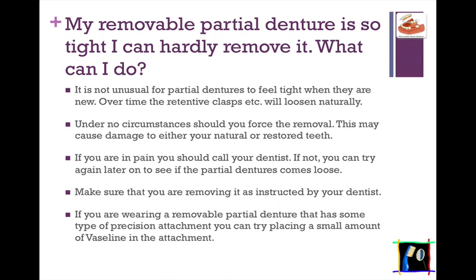Now make sure that you are removing it as instructed by your dentist. Partial dentures are all different and all unique, and it's important that you follow the directions given to you by your dentist. If you're wearing a partial denture that has some type of precision attachment, little devices that are used to hold the partial denture in your mouth, where they attach to crowns or caps on your teeth, once you do get this out, if you're afraid to put it back in, you can always put a small amount of Vaseline on the attachment itself. This might help in the removal at some time in the future.